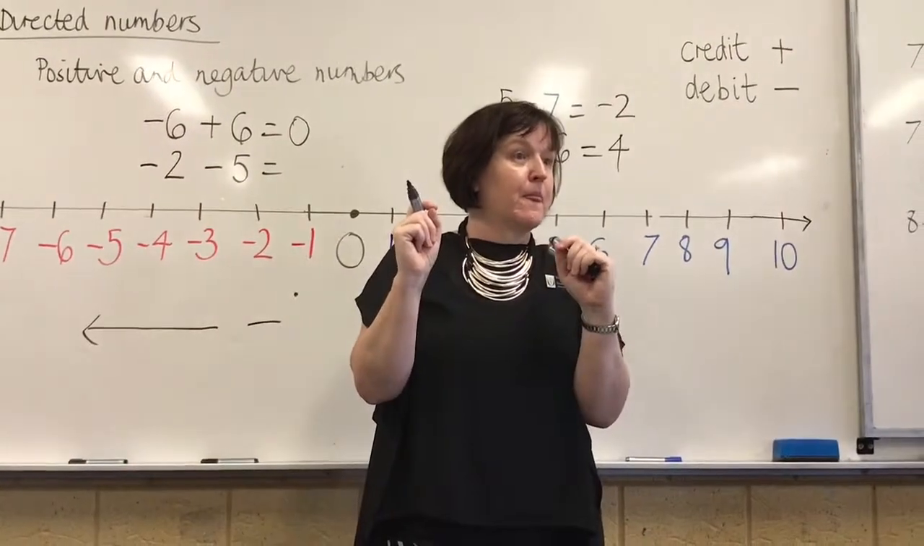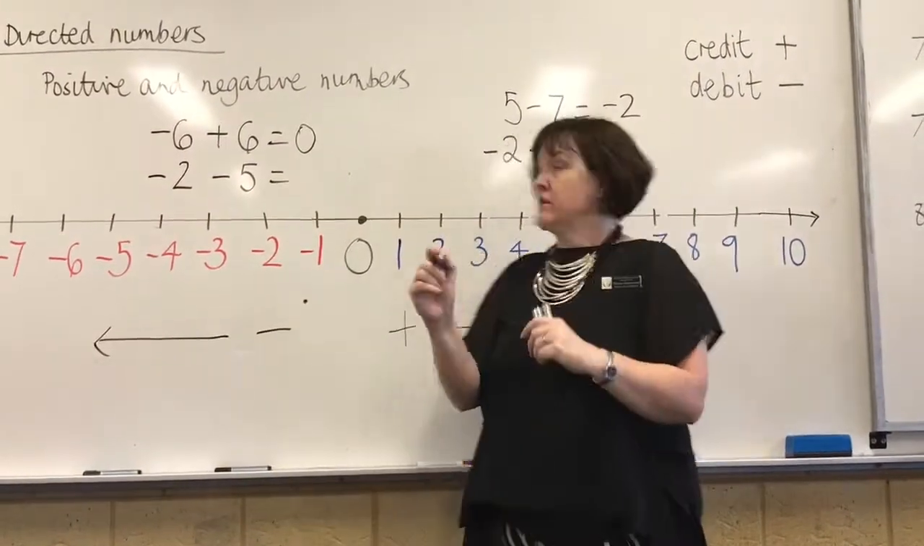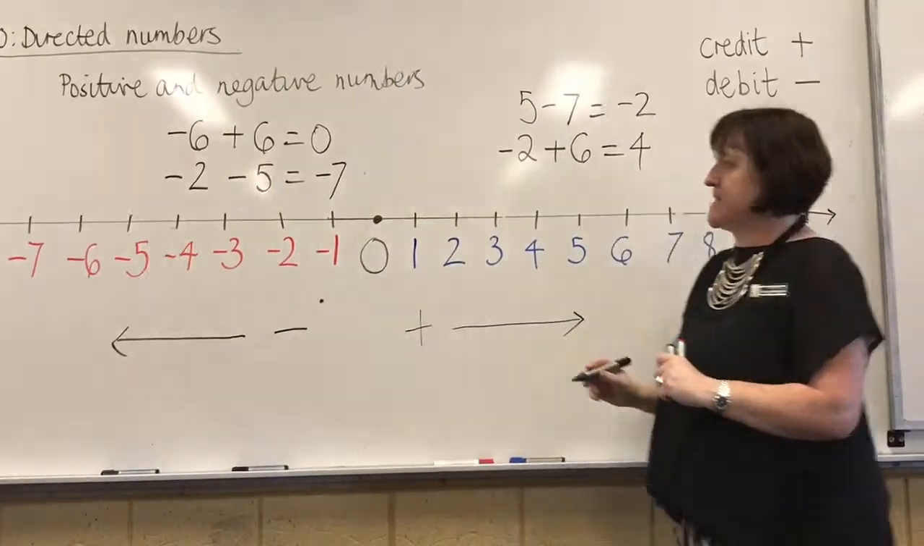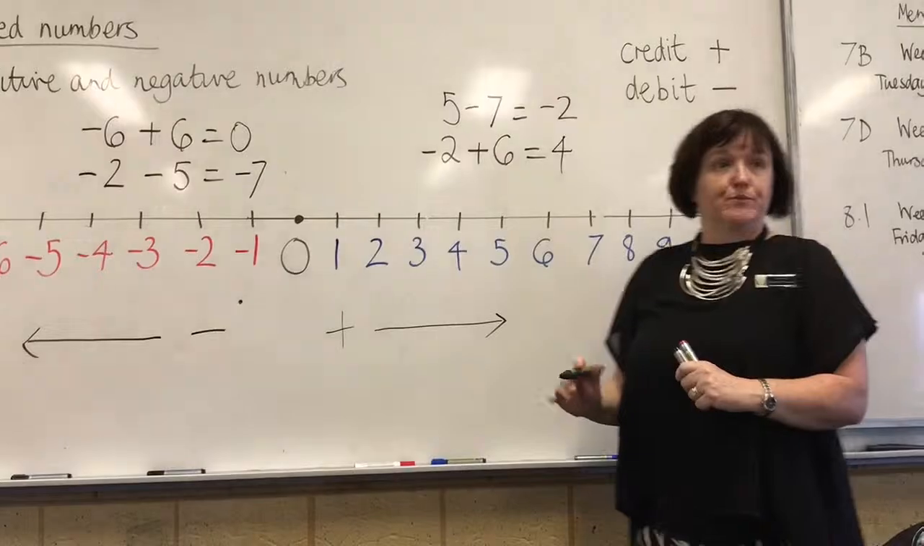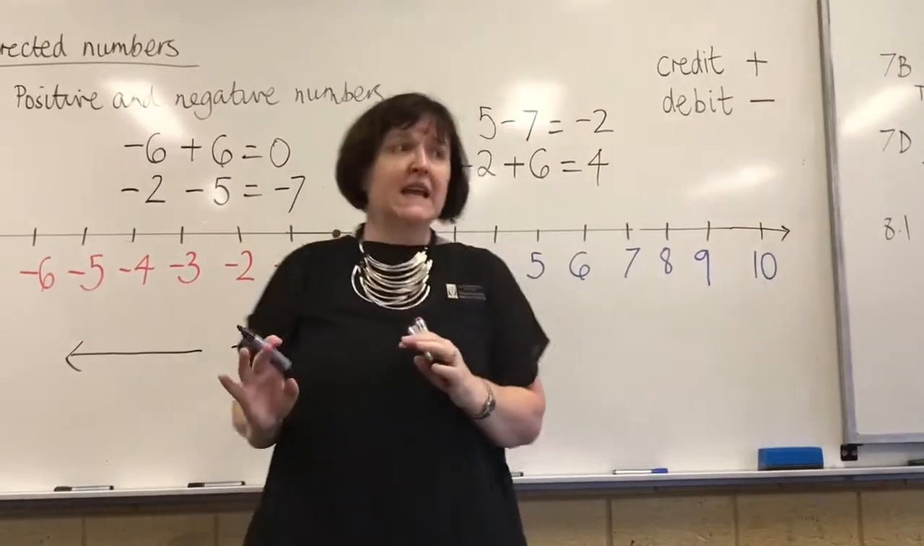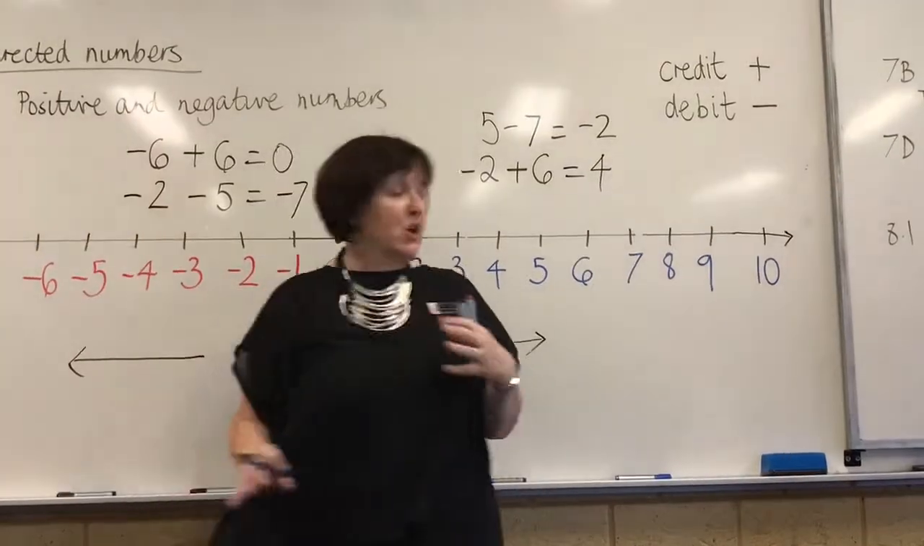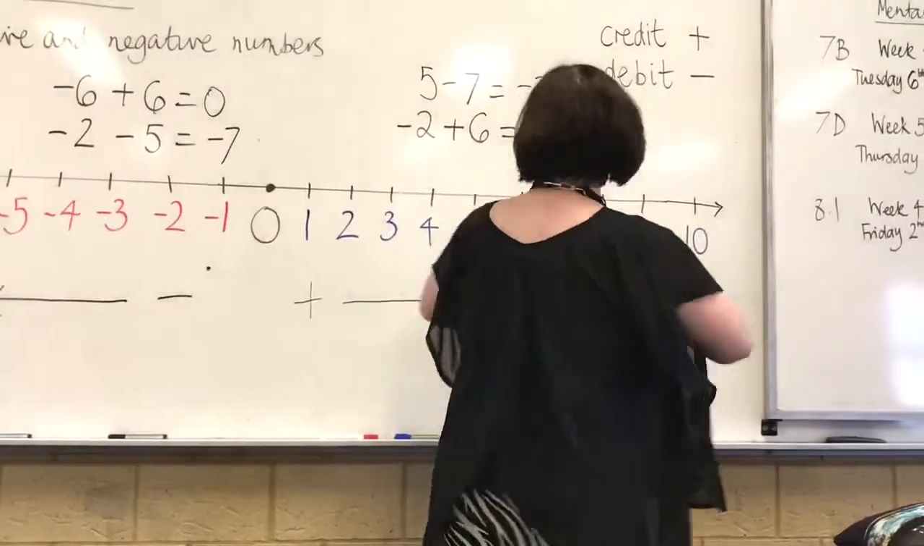Tell him. 7. At 7. -7. Ah, -7. That's right. You have to be really careful with those. Now, you will see negative numbers written in slightly different ways.